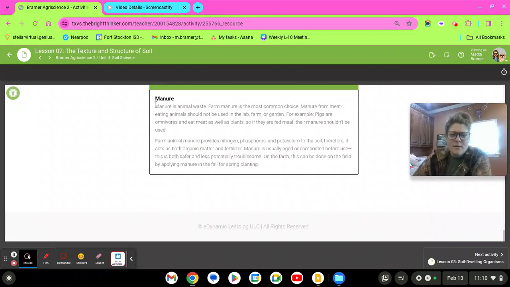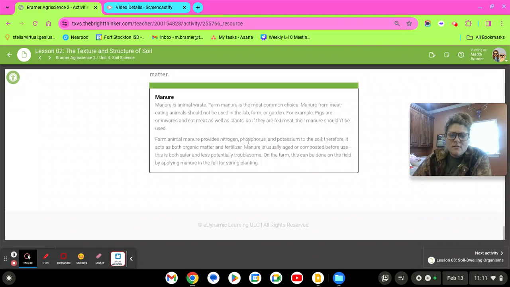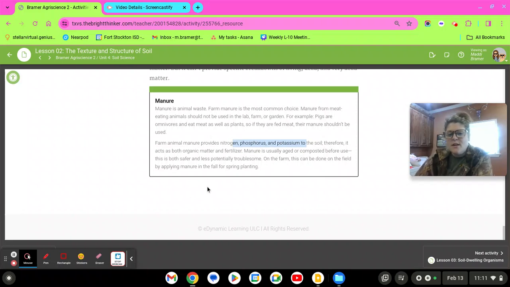And then it's got a little snippet about manure. Manure is animal waste. Farm manure is really common because we have a lot of it, right? Farm animal manure provides nitrogen, phosphorus, and potassium, which are the 3 things we need in fertilizer. It's a good organic fertilizer, especially if you're not looking to put chemicals into your garden.